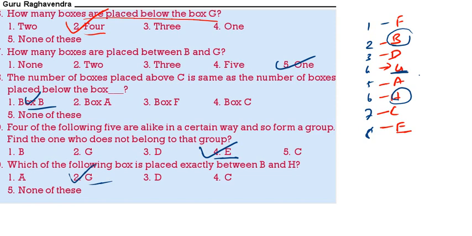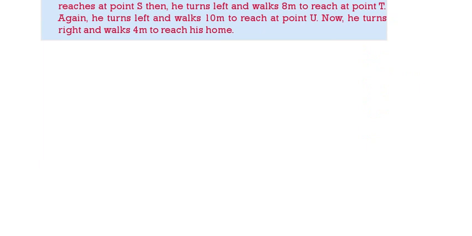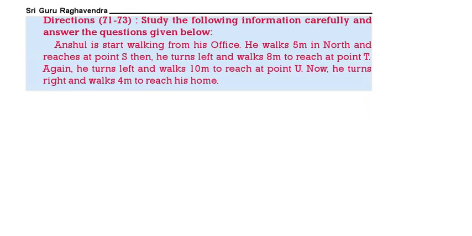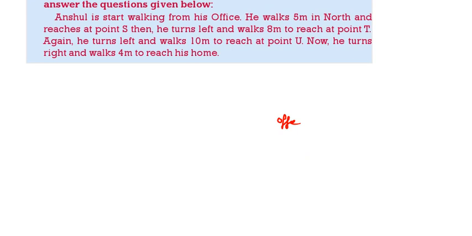Then see the next one, related to direction. Anshul started walking from his office. He walks first 5 meters north. So Anshul is walking from his office. Let us suppose this is office.